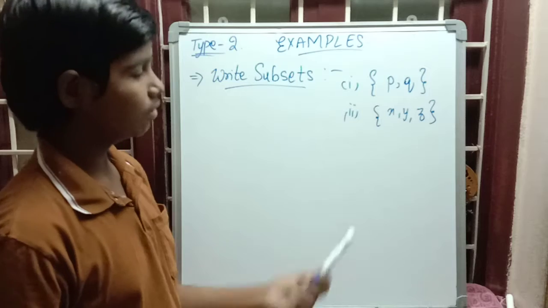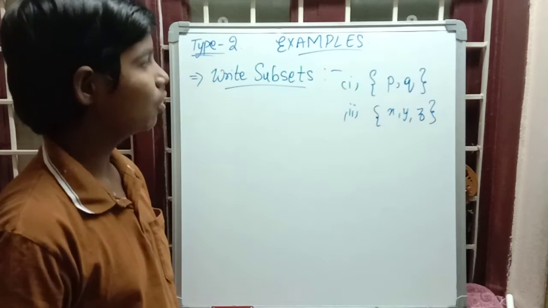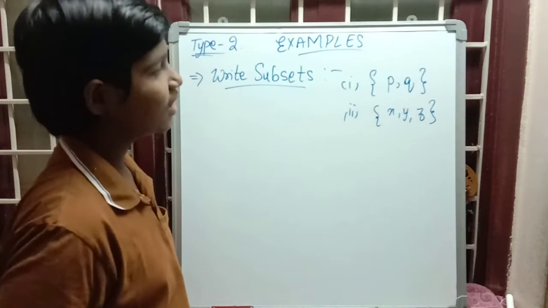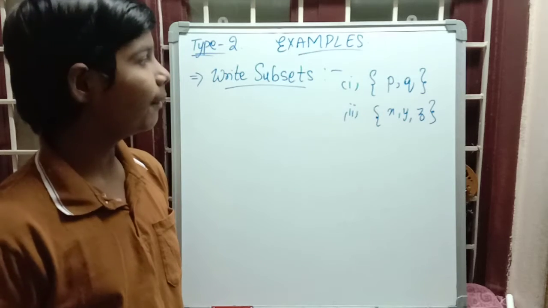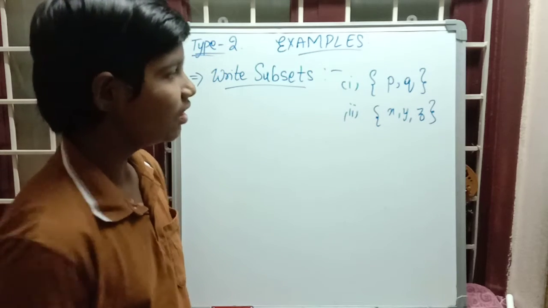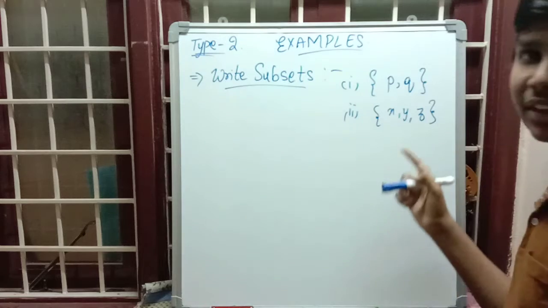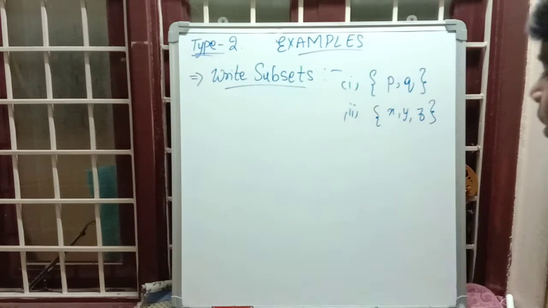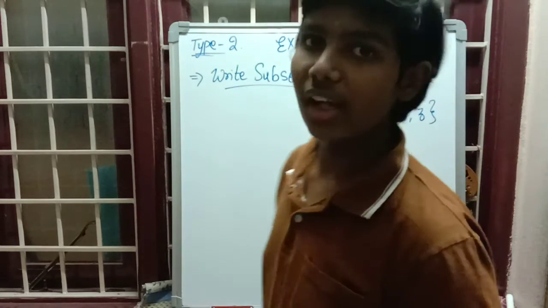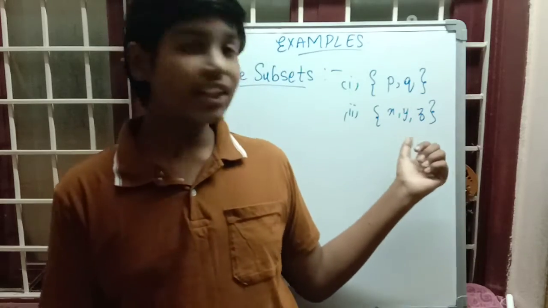Set A or set B like that is not given. So the first set is given. The first question is the set P, Q, and the second question is the set with elements x, y, z. So here we have to write the subsets of the given set.